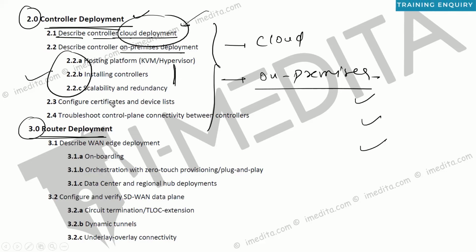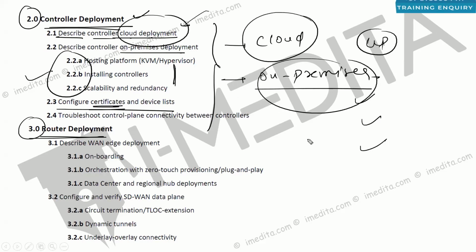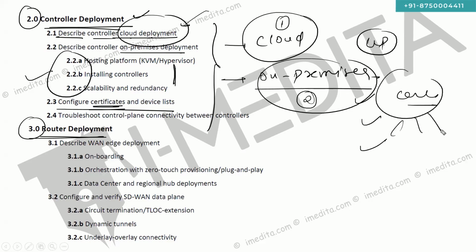Then once we have deployed the controller, how will the connections between the controllers come up, and what are these certificates, how are the certificates going to be installed? The point is that once we have deployed the controllers, either on the cloud or on the premises, we also need to install some certificates on these controllers so that they can authenticate each other and form some sort of connections to each other. So right here, we will talk about the certificates that we need to install on the controllers so that they can talk to each other.